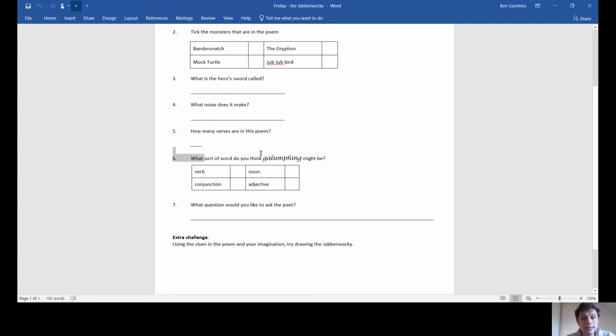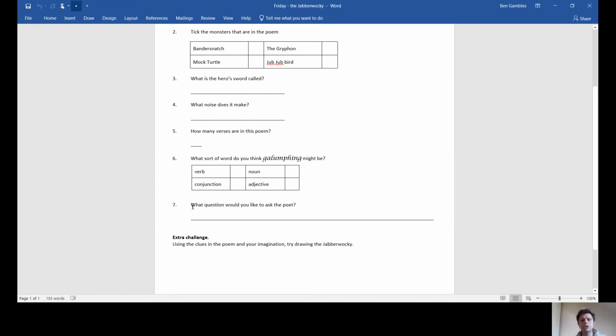And then we've got another ticking one. What sorts of words do you think galumphing might be? Now, again, this is a nonsense word. It doesn't actually mean anything. But is it a verb? Is it a doing word? Is it something someone does? Is it a noun? Is it the name of something? Is it a conjunction? Or is it an adjective that describes something? I'm going to read you it. It says, he, the hero of the poem, he went galumphing back. So is it a doing word? Is it a name? Is it a describing word? Or is it a conjunction? It's up to you to say what you think.